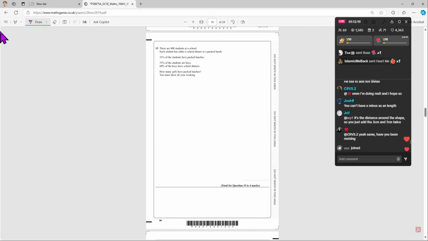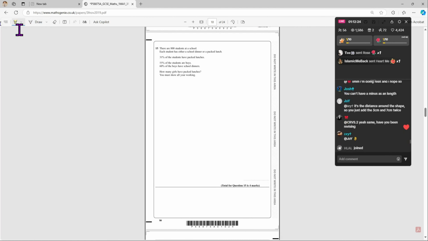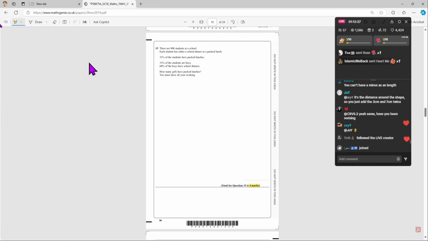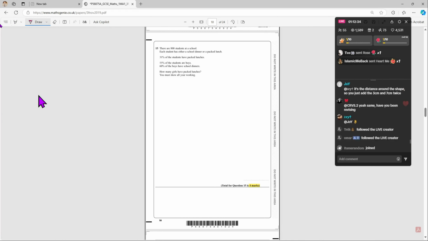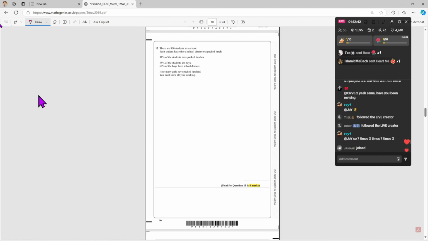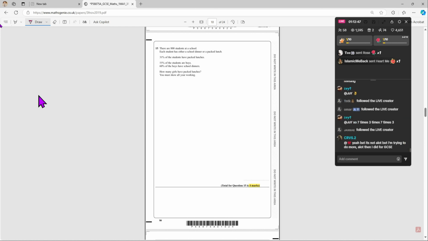Okay. We have a 4 mark question now, so we can get to the hard stuff. There are 800 students at a school. Each student has either a school dinner or a packed lunch. 31% of the students have a packed lunch, and 55% of the students are boys. 60% of the boys have school dinners. How many girls have packed lunches?